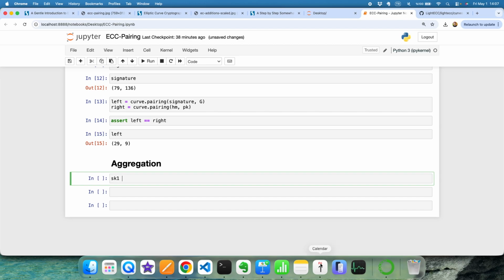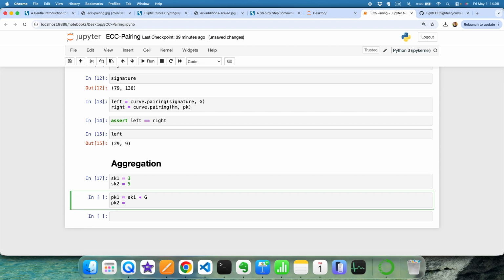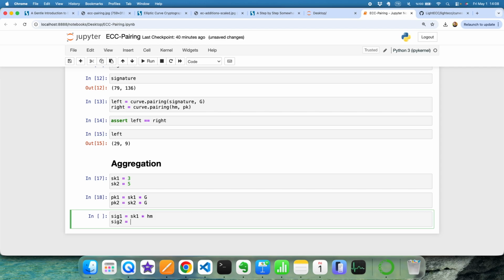That's why I'm going to create two different private keys. The first one is 3 and the second private key is going to be, let's say, 5. Similar to an individual signature, we are going to find the public keys by multiplying private keys with base point G. The first public key is going to be the first private key times base point G, and the second public key is going to be the second secret key times base point G. Once we have the public keys, we are able to find the signatures. The first signature is going to be the first private key times the corresponding point of the plain message, and the second signature is going to be the second secret key times the corresponding point.